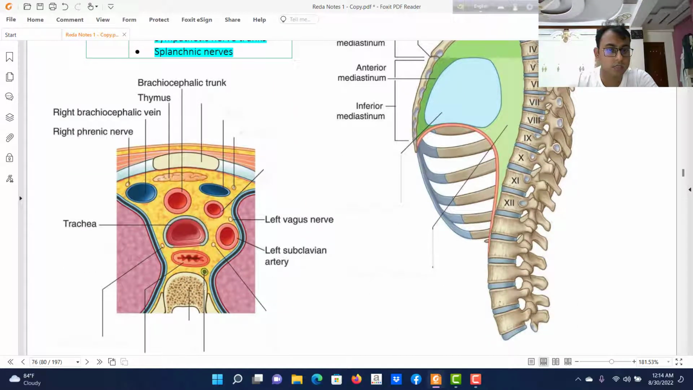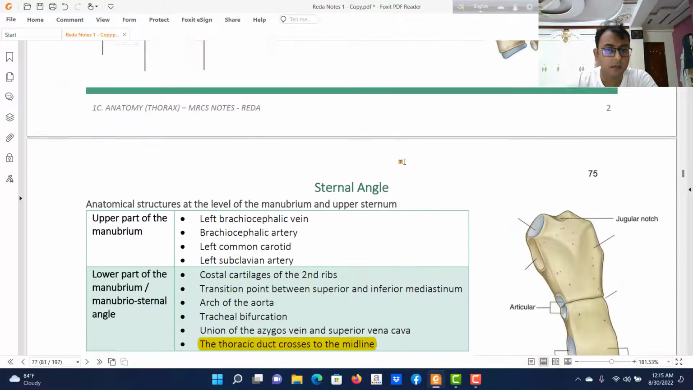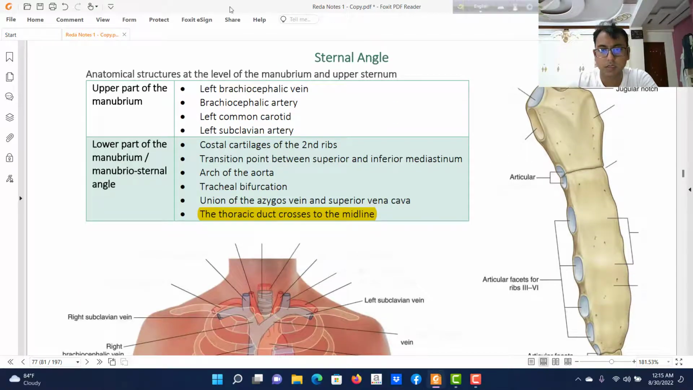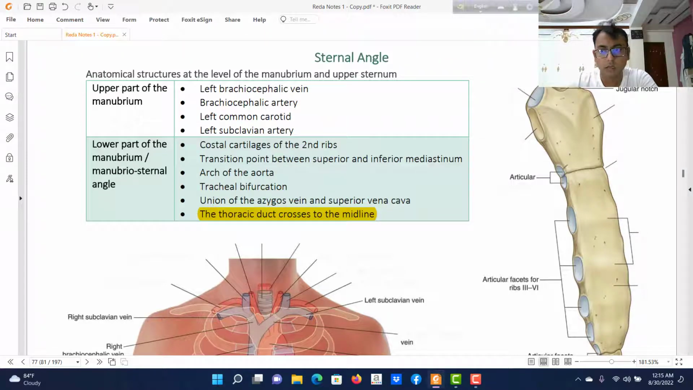If I make a cross section, this is the anterior mediastinum, this is the middle mediastinum, this is the posterior mediastinum. This is the superior mediastinum, which is present only down to the level of thoracic 4 and 5. In between there is a horizontal line which crosses the sternal angle. It is also called the angle of Louis. Here it is, the sternal angle.